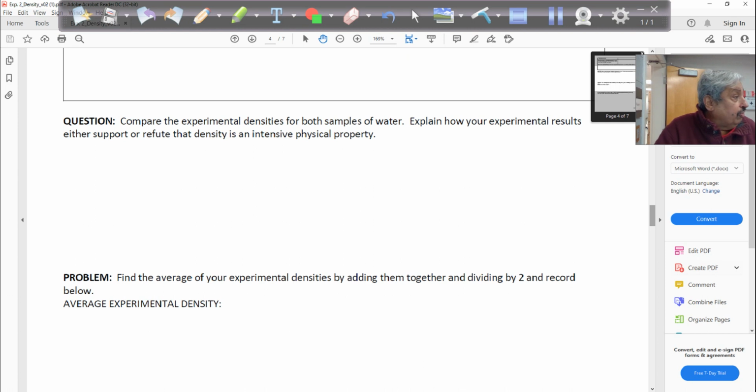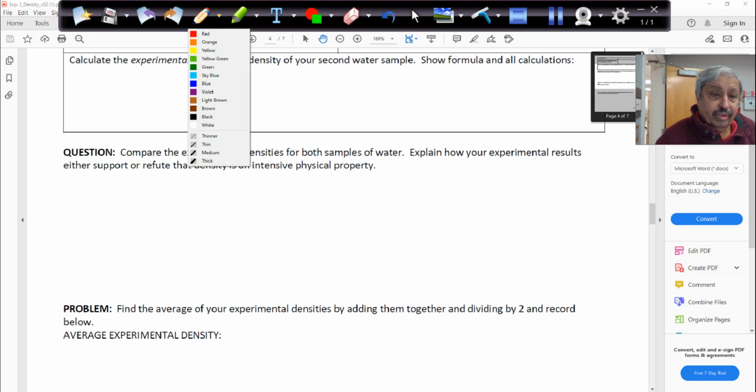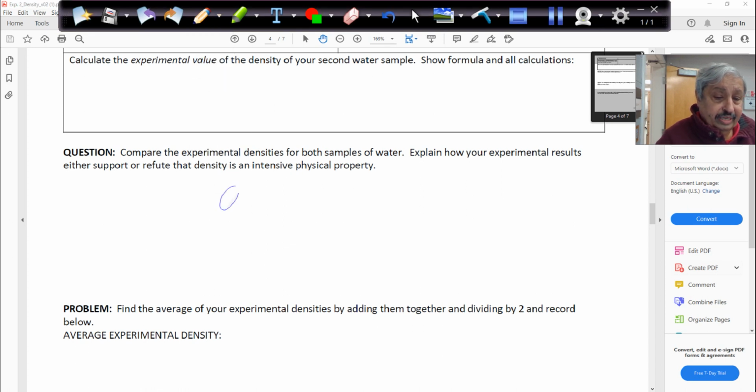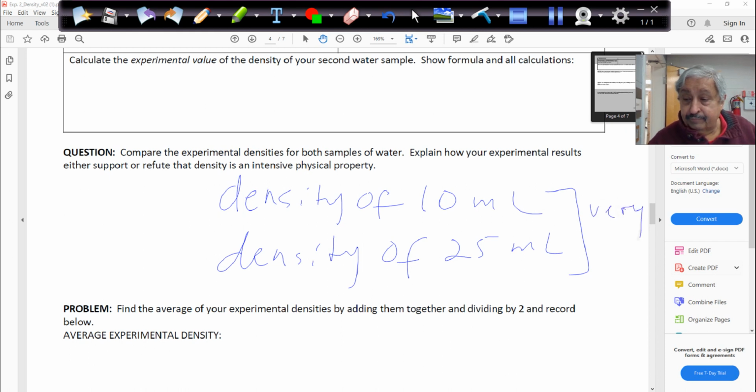Well, you can compare both of those, correct? So you have the density of 10 mLs and the density of 25 mLs. They should not be exactly identical, but very, very close to each other. They have to come very close to each other, the density of the 10 mLs and the density of 25.